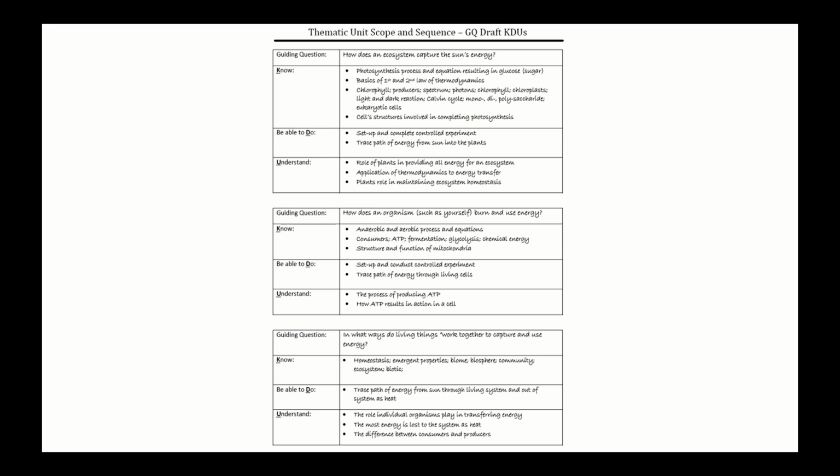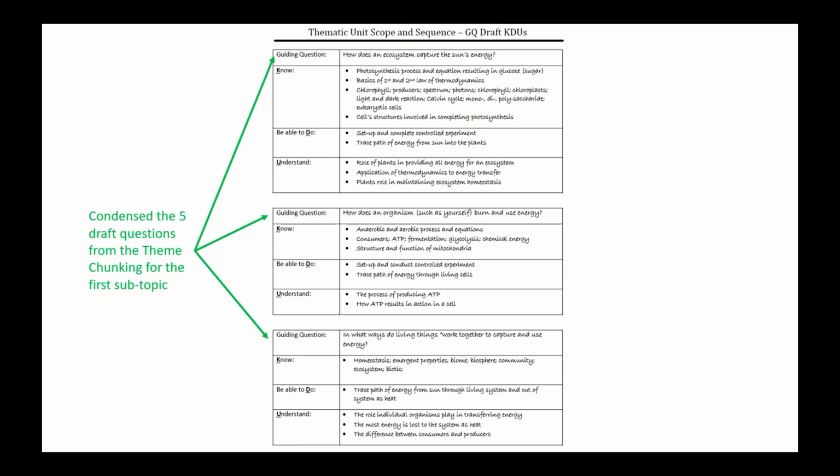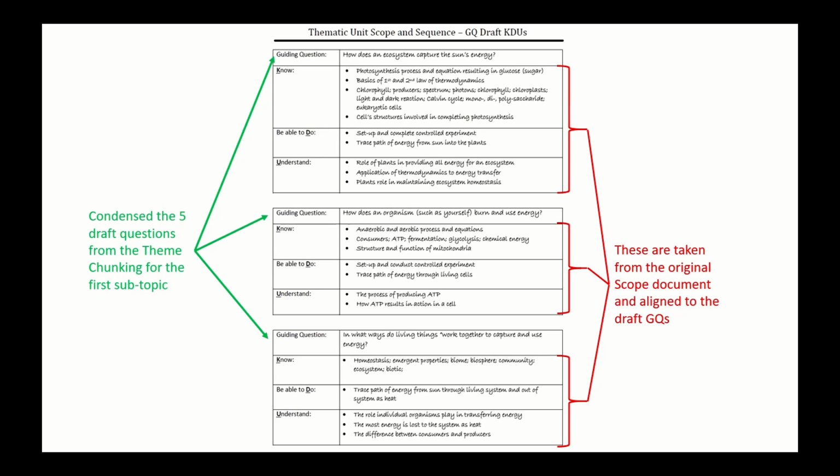The first step is to go back and look at the theme chunking and those questions there. In my theme chunking, I had a category about energy transfer and capture. And under that, I had 5 draft questions. You'll notice here that I have revised those and ended up condensing it down to 3 guiding questions. And then my next step is to put the KDUs on this document.